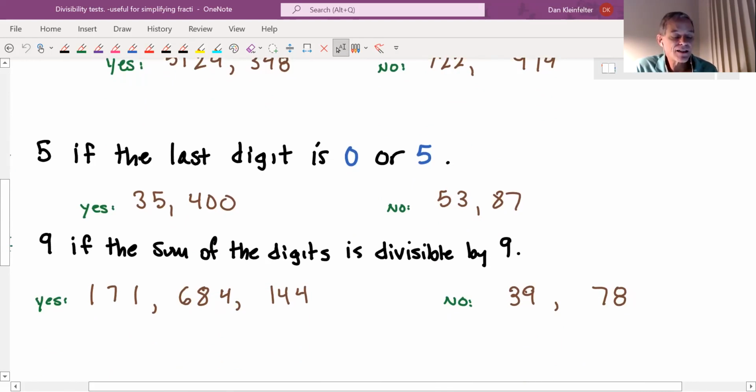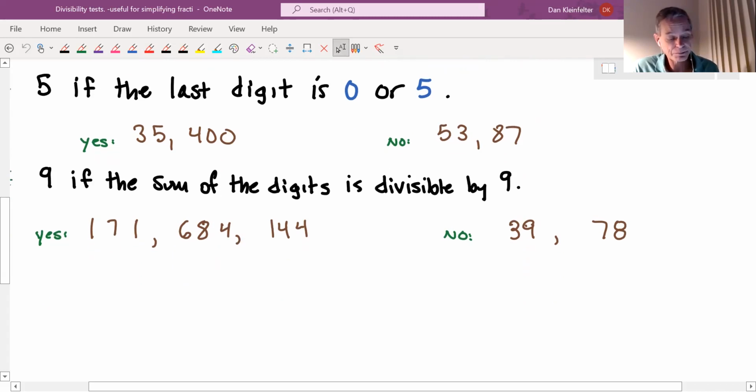Okay, divisibility test for 5. If a number's last digit is either 0 or 5, then your number is divisible by 5. So for example, 35 is divisible by 5. 400 is divisible by 5, because all you do is look at the last digit. Does it end in a 5 or 0? 53 and 87, neither is divisible by 5 because neither ends in 0 or 5.